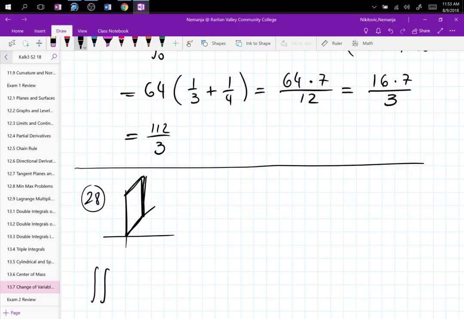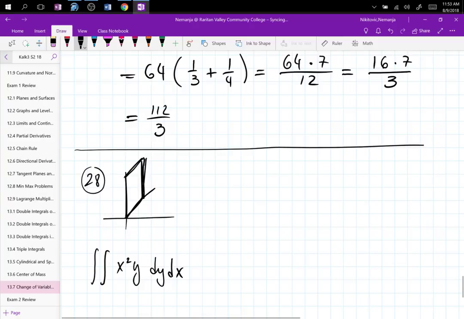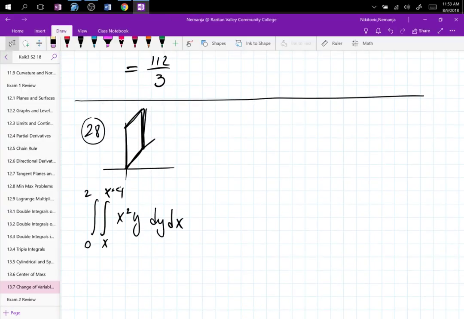So the integral for something like this would be x squared y, and we have to use dy, dx has to be anchor, it will be 0 to 2, and over here you have y from x to x plus 4. Right?